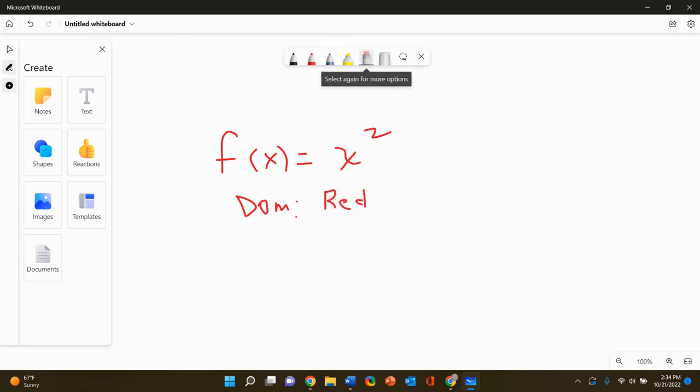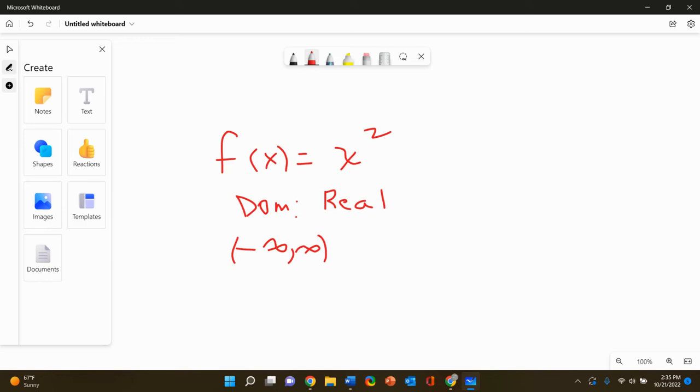And that's real, Jason, right? Real. So there's real. So we can write this as negative infinity to infinity. And there's some other ways to write it, but that's how we're going to write it for our purposes. And now let's look at the range.